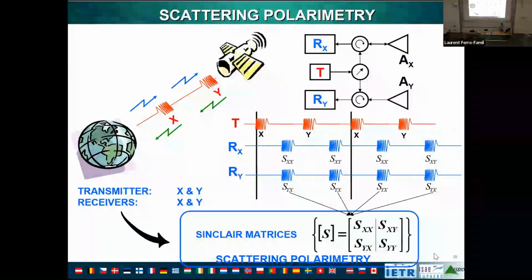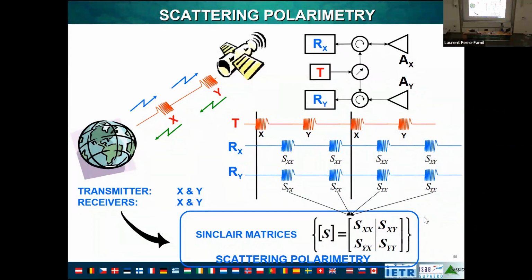Okay, and from this matrix, when you multiply here by 0, 1, you will get the measurements when you transmitted the vertical polarization. And if you multiply by 1, 0, you will get only this column, which corresponds to the measurement when you transmitted only H polarized waves.